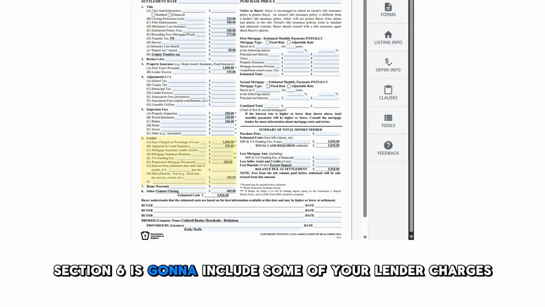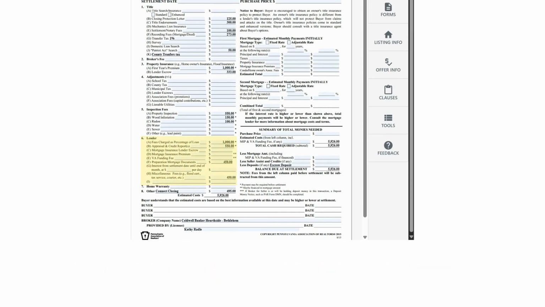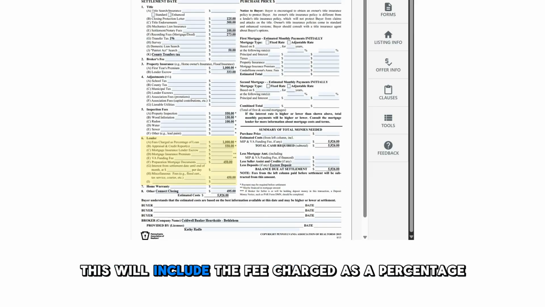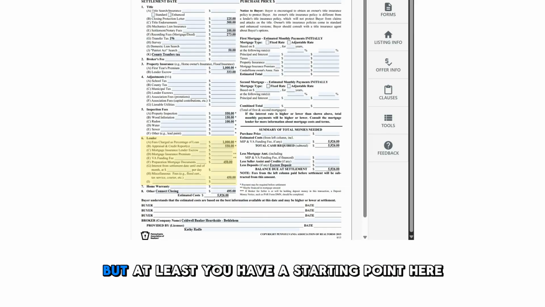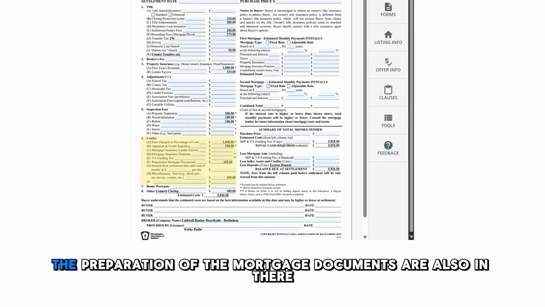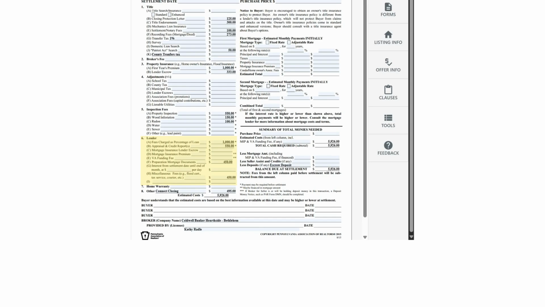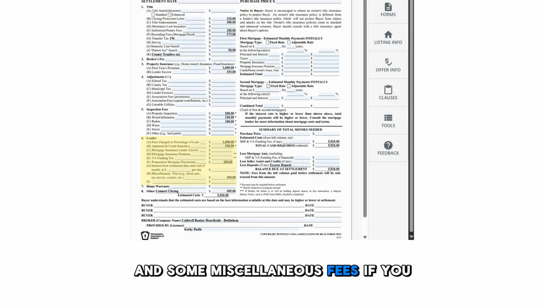Section 6 is going to include some of your lender charges. This will include the fee charged as a percentage. And again, these are all estimated, but at least you have a starting point here. The appraisal report, this could be higher, it could be lower. The preparation of the mortgage documents are also in there, and some miscellaneous fees.